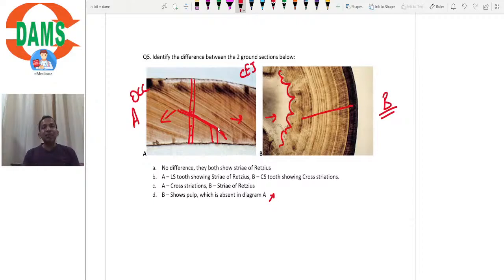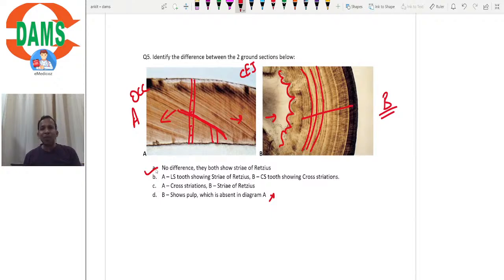And when you see the same striae of Retzius in a cross section, they would appear circular around the dentine. So in both these diagrams, the feature that is seen is the striae of Retzius. So option A would be the best choice.